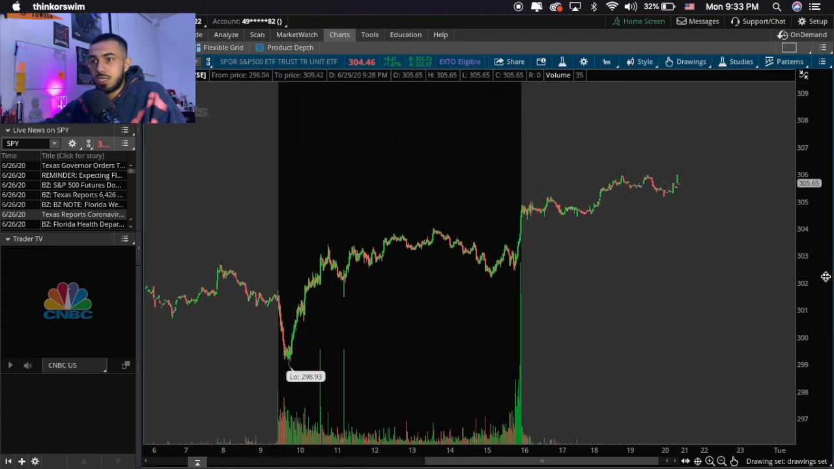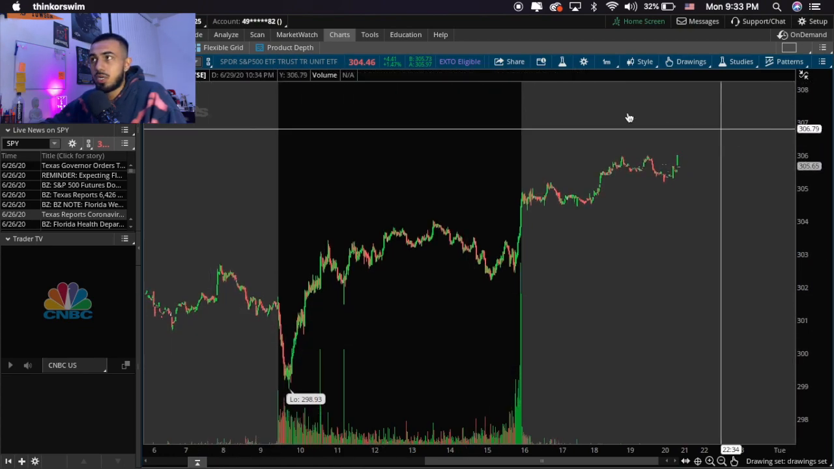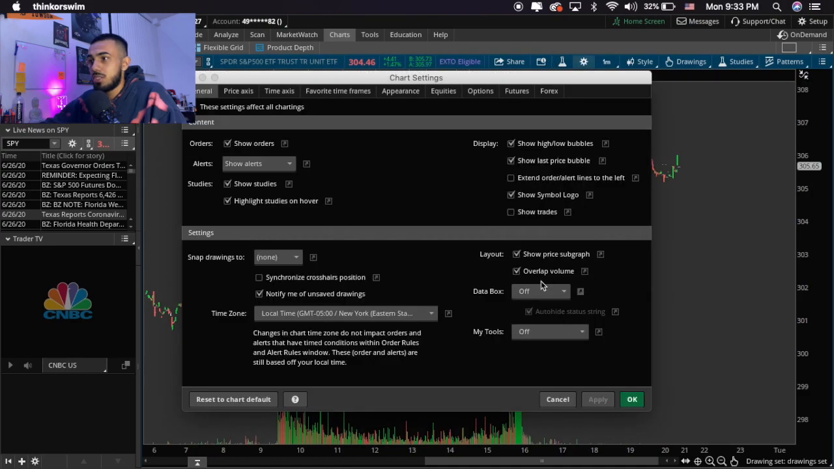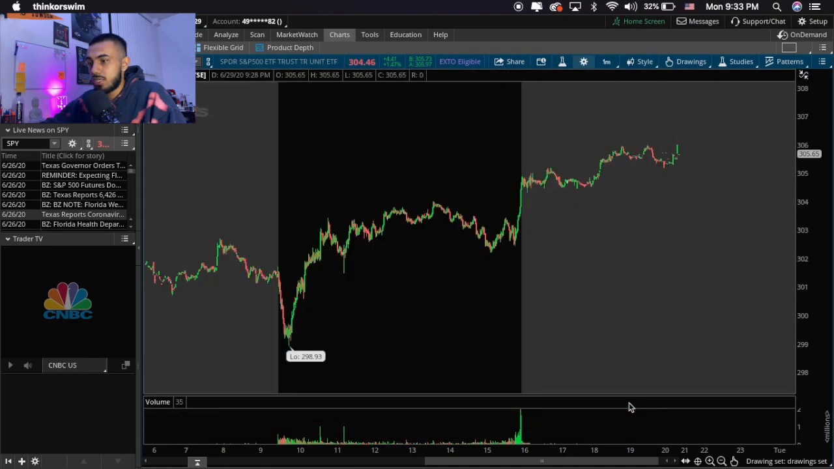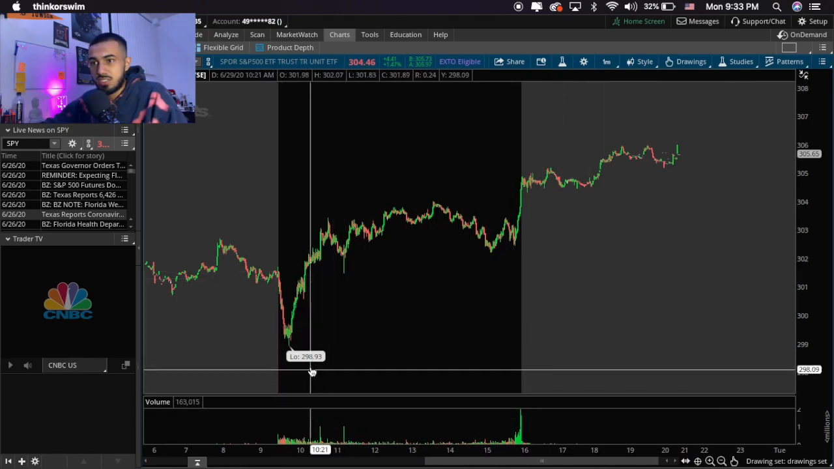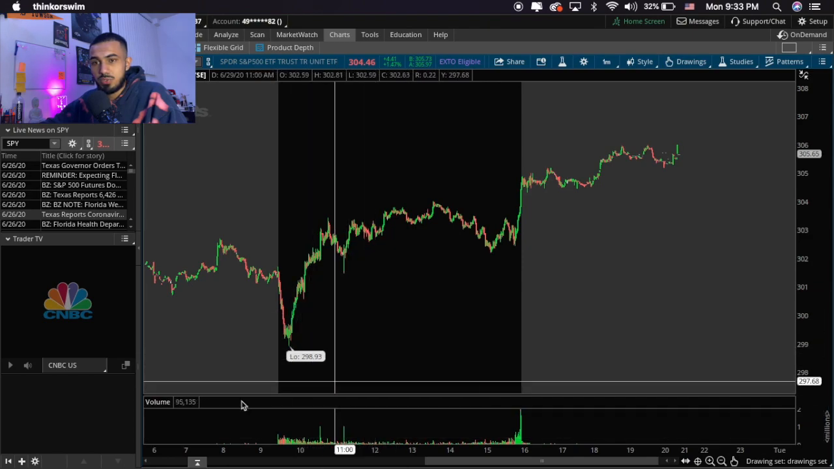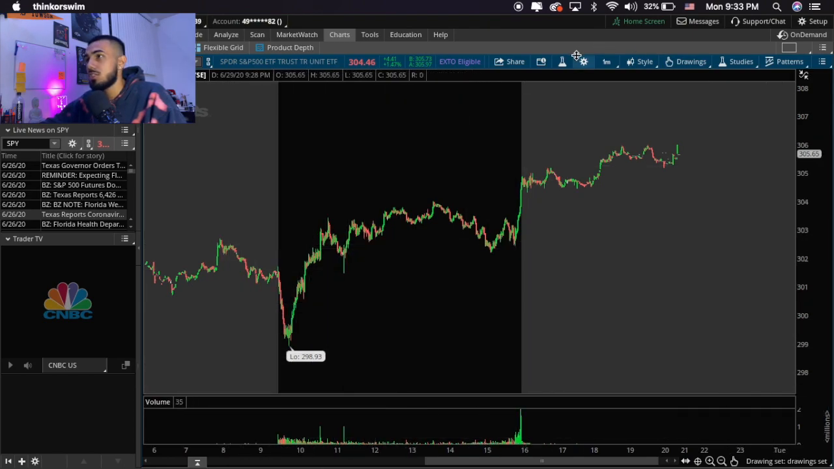It's not very pleasant to the eyes, and that's why I like to take that off, because I like to be a little organized when I trade. And when you take it off, you see it separates the volume from the charting area, so that you can see the clear differentiation between volume and your candlesticks.